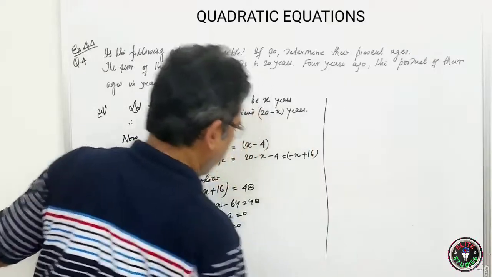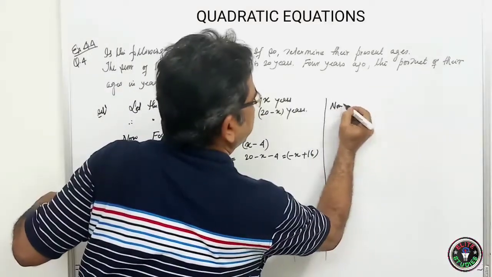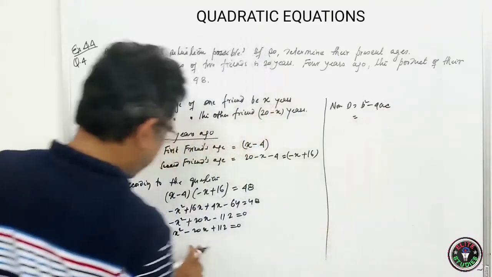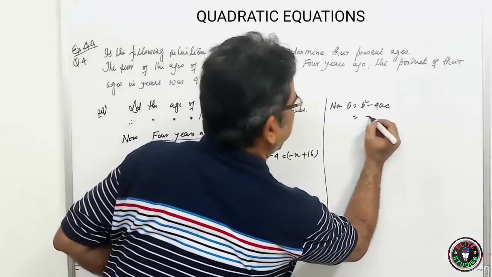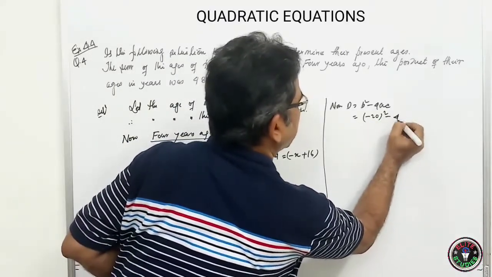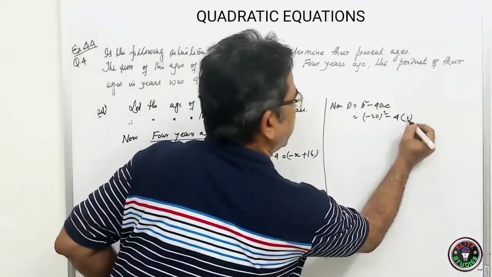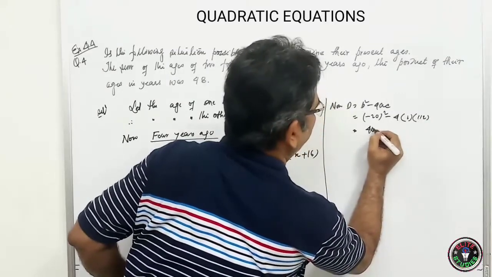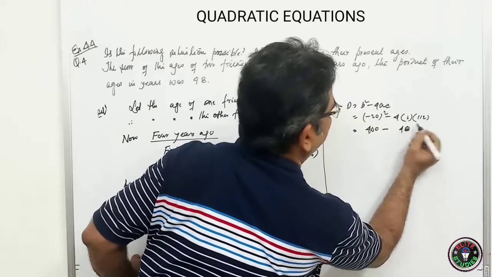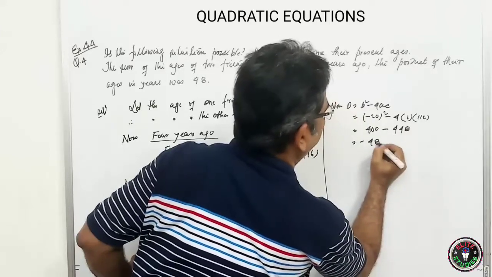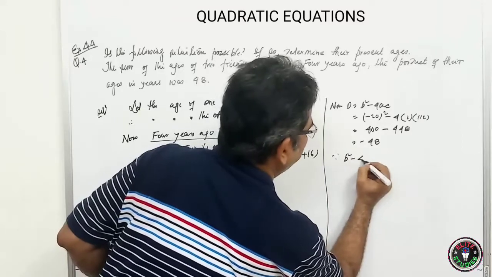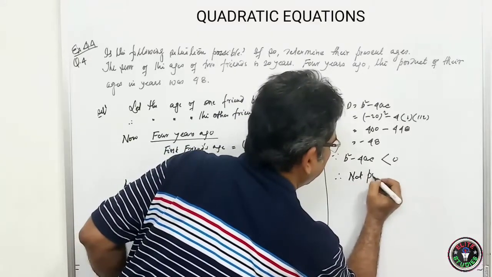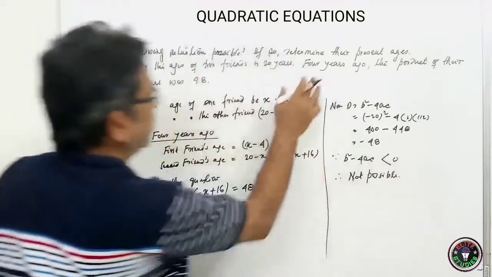Now let us find b square minus 4ac. D is equal to b square minus 4ac, and b is minus 20. So it is minus 20 whole square minus 4, a is 1, and c is 112. Minus 20 square is 400, minus 4 times 112 is 448. It comes out to be minus 48. So since b square minus 4ac is less than 0, therefore not possible. So not possible.